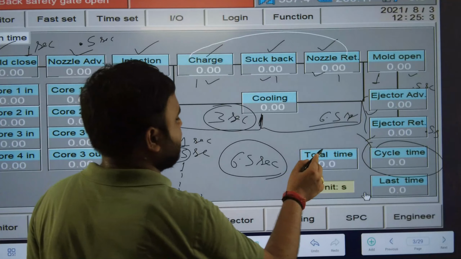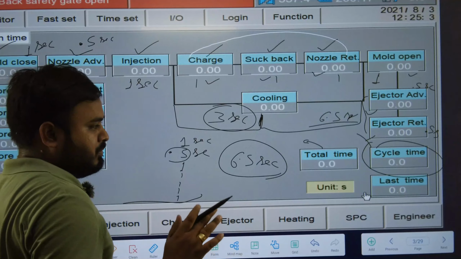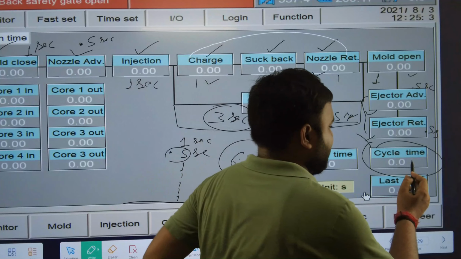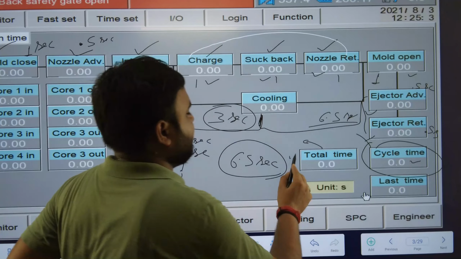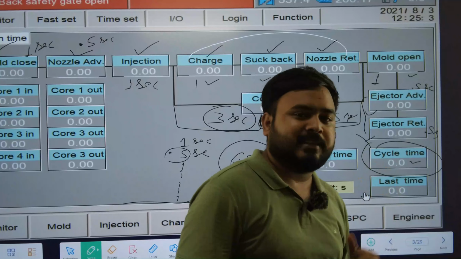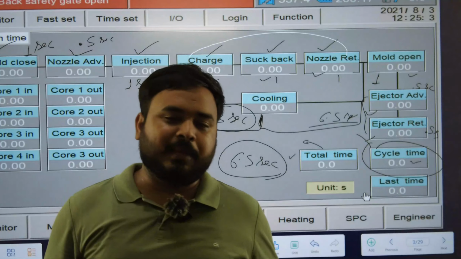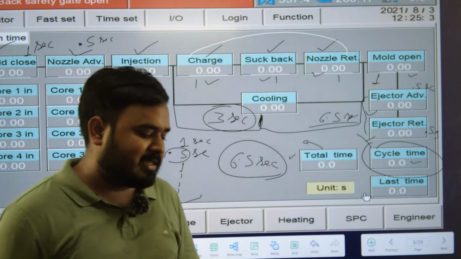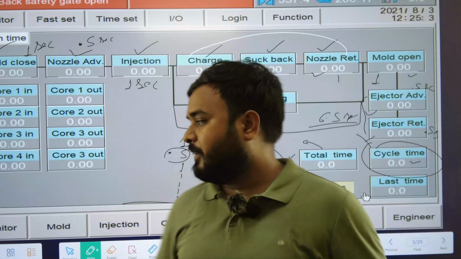Now here you will get the total time. These two are different things: one is cycle time given here and another is total time. So why is only cycle time not given? Why is there an option of total time? The question may have arisen in your mind, so I am going to solve it.